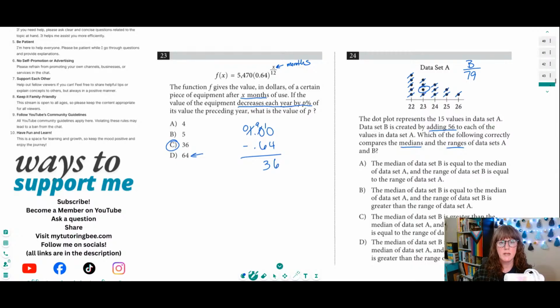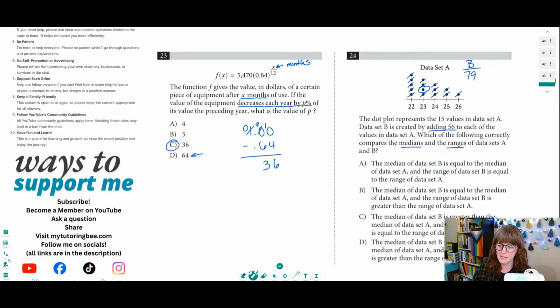But let's talk about what range means. Range, we would take the highest amount and the lowest amount and subtract them. So our range for this data set is 26 minus 22, which is 4. Now, if we add 56 to both of those numbers, then we're still going to get a difference of 4 for that range. So let's see which one of these answer choices would have the median be higher by 56, but the range would stay the same.